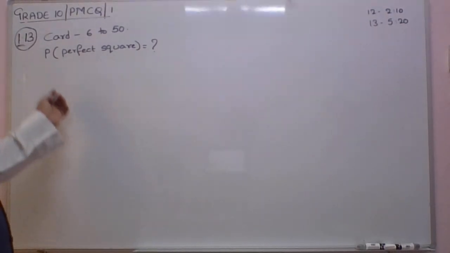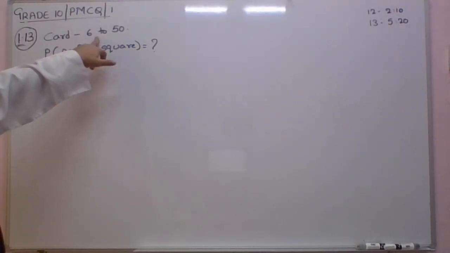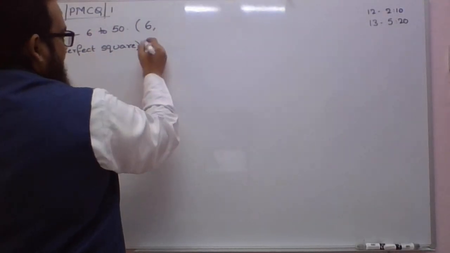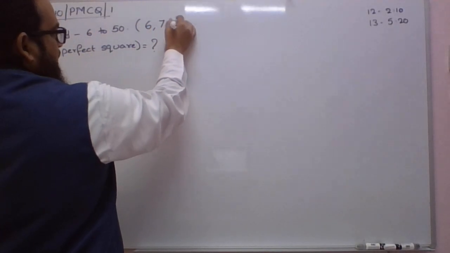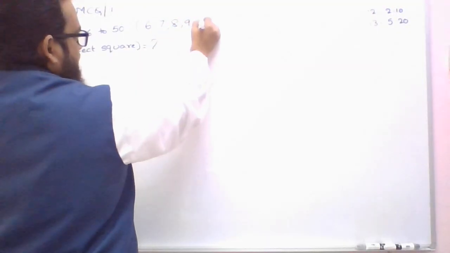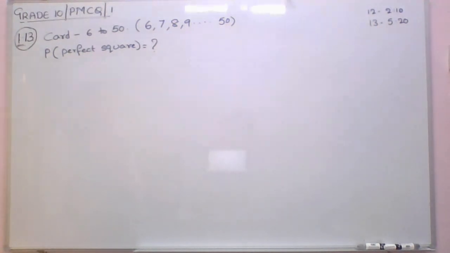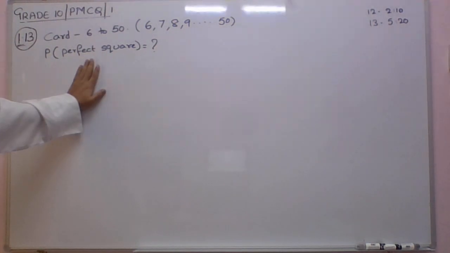So the 13th question states that there is a box in which cards are kept and the cards are numbered from 6 to 50. So that means the cards are, for example, one card is 6, 7, 8, 9, and so on to 50. Understood? So what is the probability of selecting a card with a perfect square?